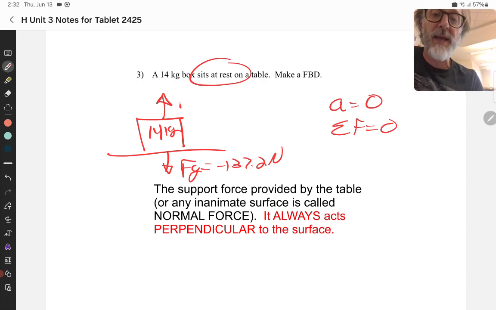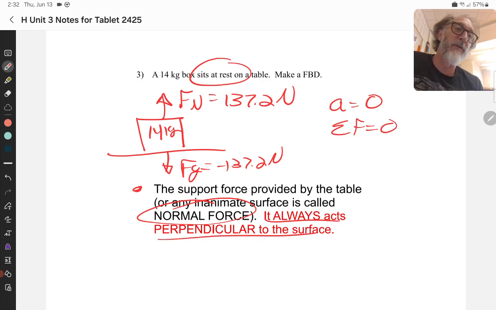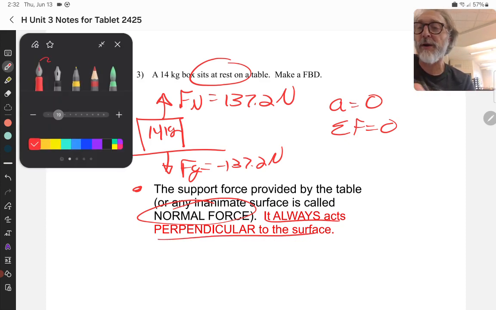That's an inanimate surface, so I just call that normal force, and it's got to be 137.2 newtons. Remember, we learned this a couple of videos ago: the support force provided by the table or any inanimate surface is called normal force. It is always perpendicular to the surface. So that's my free body diagram on this one.